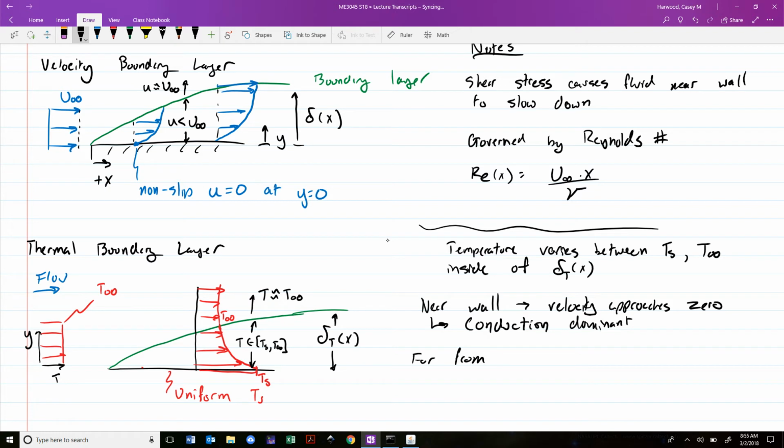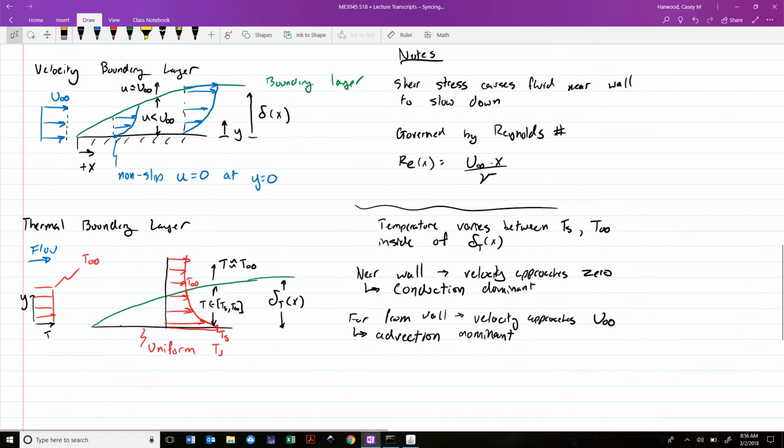And far from the wall, the velocity approaches infinity. Advection becomes dominant. So once again, the takeaway from these two sketches is that the thermal boundary layer and the behavior of the heat transfer in the thermal boundary layer is dependent on the velocity boundary layer. We can't consider them to be totally separate things.